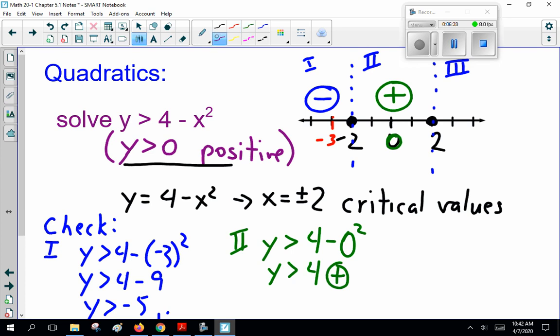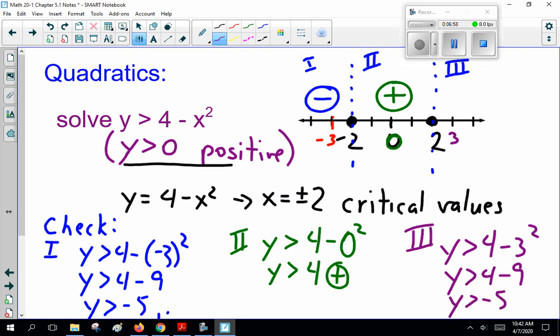Now, finally, I have to check the third section. Now, there's symmetry here, so it's probably all negative, but I'm going to check anyway. I'm going to choose a nice number like 3. So y is greater than 4 minus 3 squared, y is greater than 4 minus 9, y is greater than minus 5. So everything in this section is negative. And remember, I'm looking for positive numbers here. So where's a positive? In section 2 here.